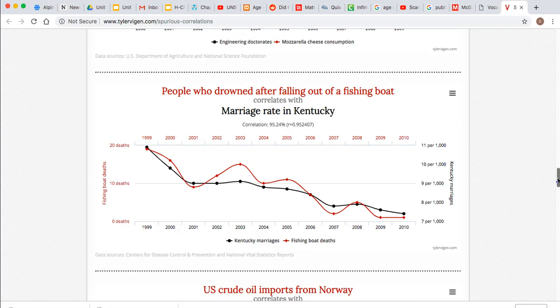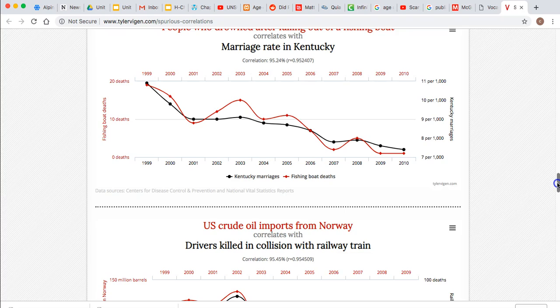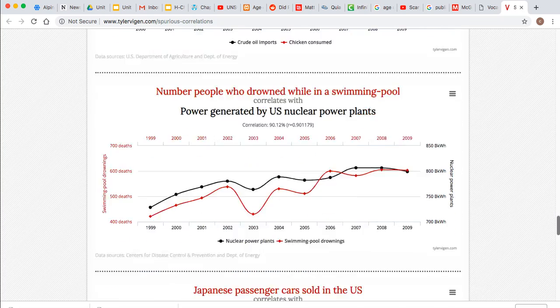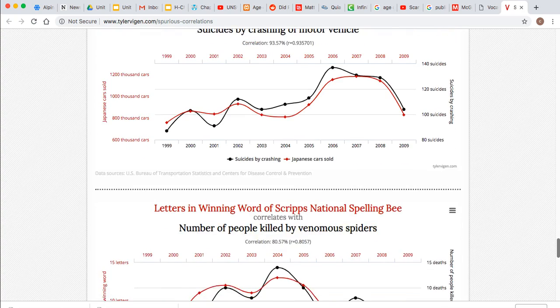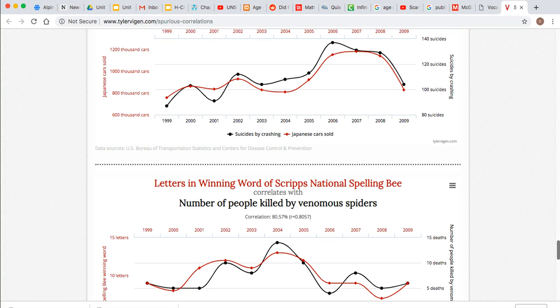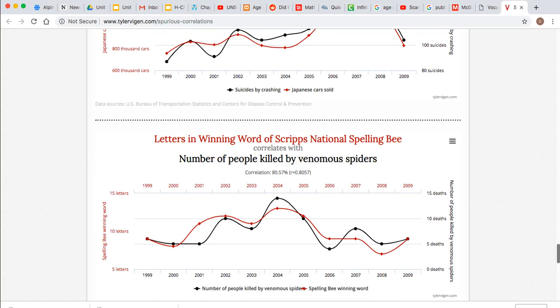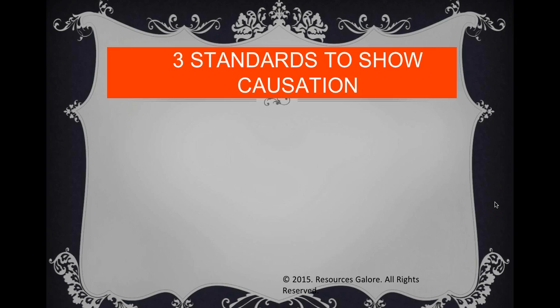Number of people who drowned after falling out of a fishing boat compared with the marriage rate in Kentucky. Japanese passenger cars sold in the U.S. compared to suicides by crashing of motor vehicle. Letters in the National Spelling Bee compared to the number of people killed by venomous spiders. Terrible way to go. Again, on outward appearances, it would look like there's some kind of relationship, but there really isn't. That's a spurious correlation.